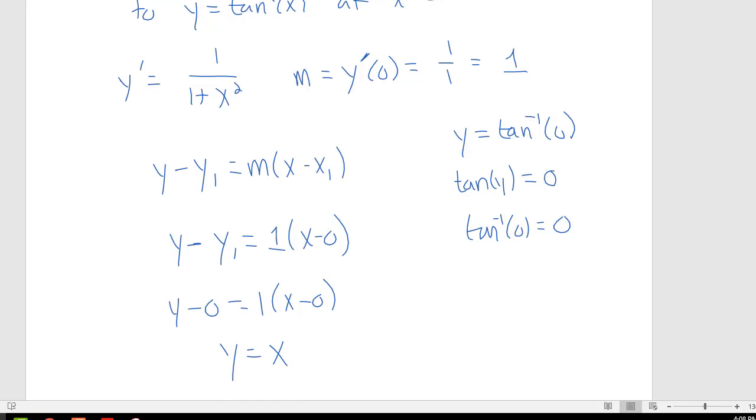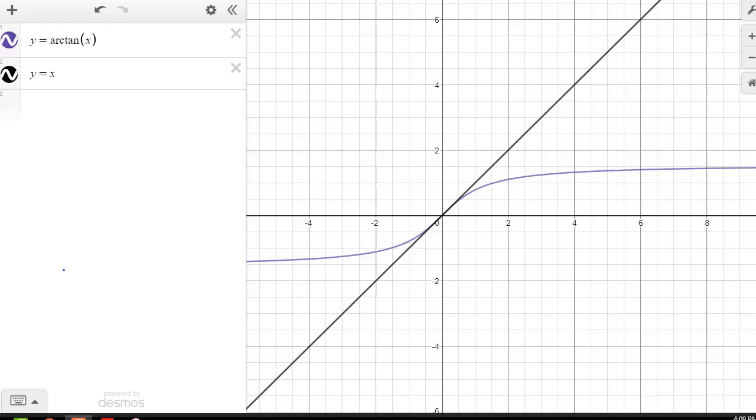And then what I want to do here real quick is let's graph to check our work. All right, so I typed in y equals arctan of x, and then I typed in the tangent line y equals x, and we can see at x equals 0 here that y equals x is tangent to the arctangent function.